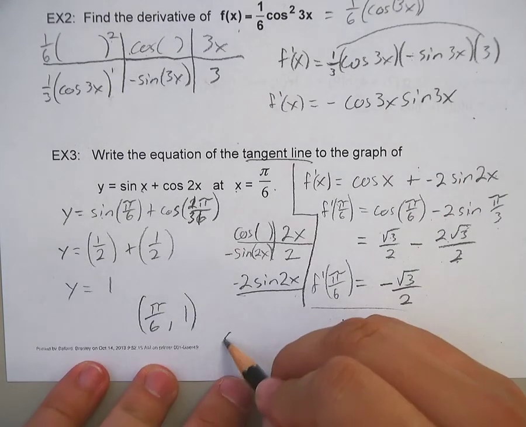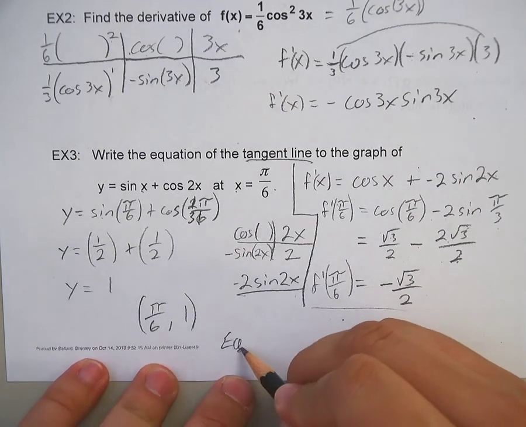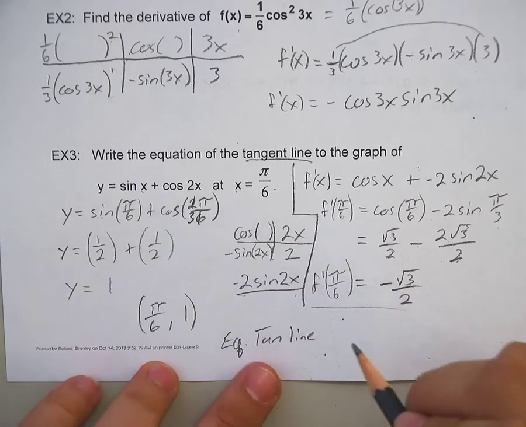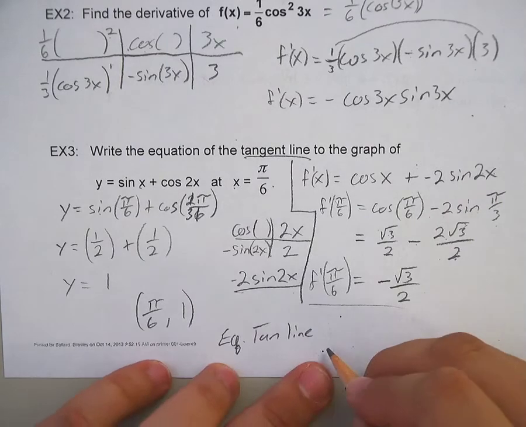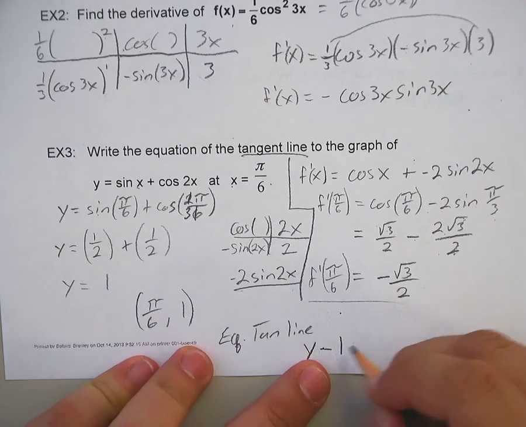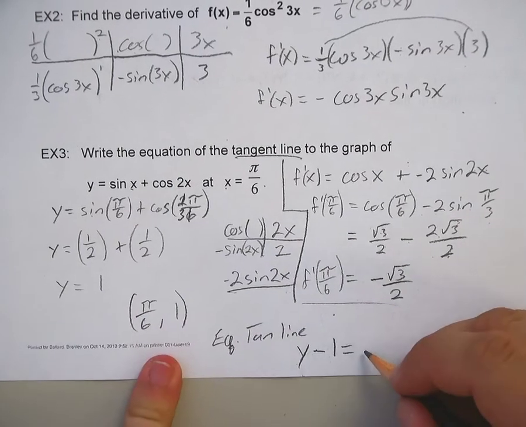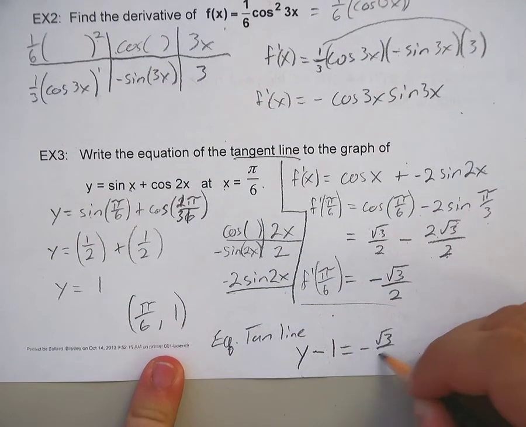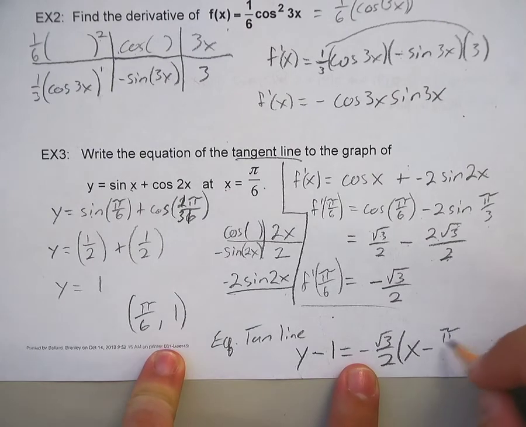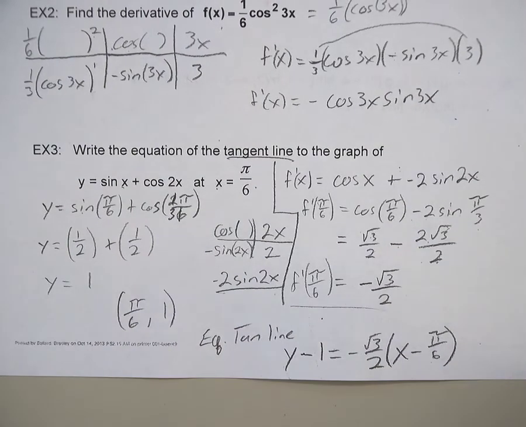So your equation of the tangent line is going to be y minus y1, which is 1, equals m, negative square root of 3 over 2, times x minus x1, pi over 6.